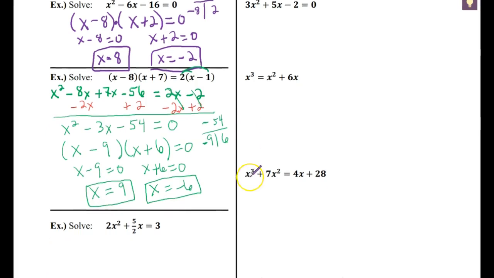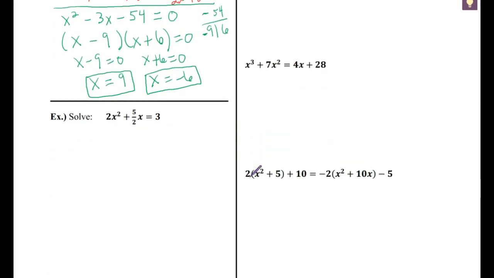Alright. This last one here on the left. So right away I see a fraction, and I really don't want to have to deal with that fraction. So what I'm going to do is clear out my fractions by multiplying both sides of my equation by the denominator of that fraction. So this has a denominator of 2, and I multiply both sides of my equation by 2.